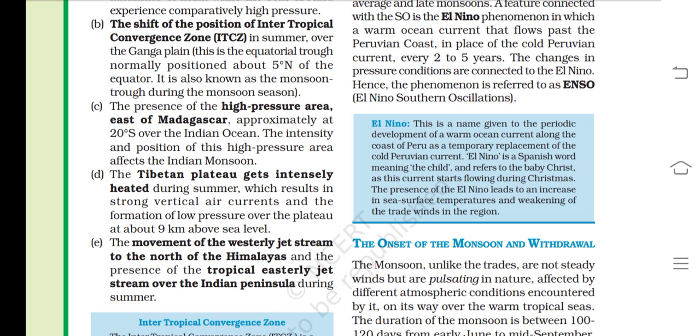The presence of El Nino leads to an increase in sea surface temperature and weakening of the trade winds in the region. So what happens in this? It increases the sea surface temperatures and it weakens the trade winds in the region. So this was about the topic of monsoon.